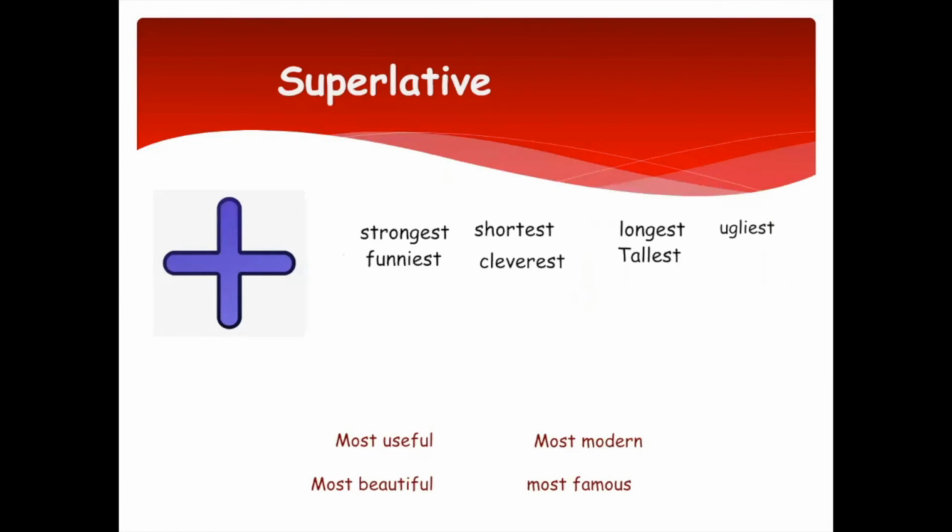As before, here we are adding EST to the end of an adjective. Let's see the examples. Strongest, shortest, longest, ugliest, funniest, cleverest, tallest.